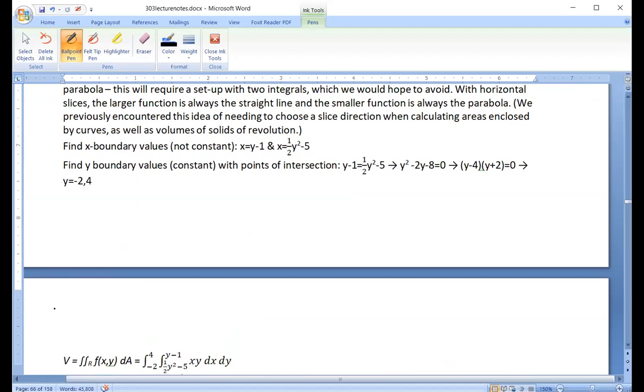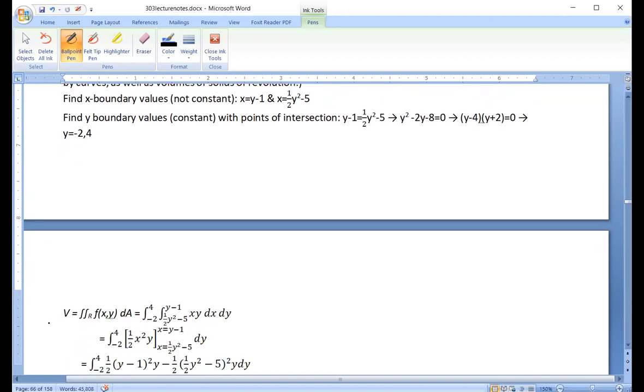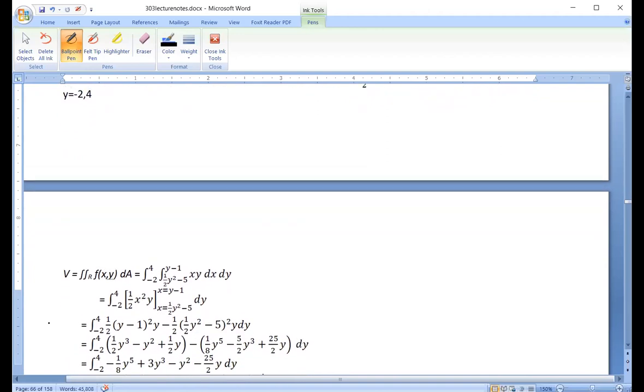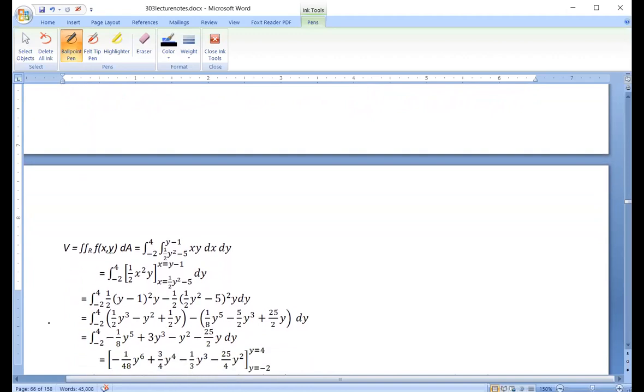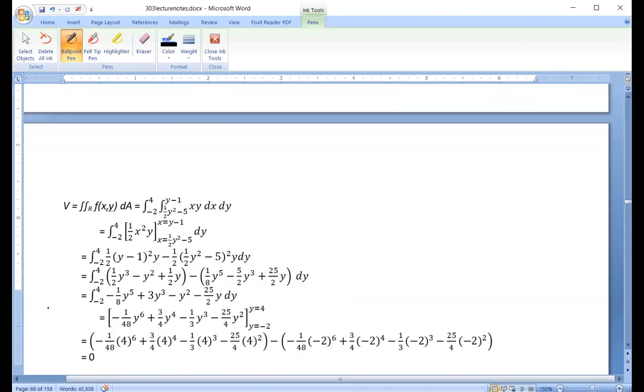Okay, and then from here on out, it's just a bunch of computation. So I'm going to go through this one fairly quickly. Integrating the function dx, you get half x squared y, and then you have to evaluate for the boundaries for x, which gives you this. Sorting out the algebra gives you this expression, and now we have to integrate it with respect to y, which gives you this expression, and then we've got to evaluate on the boundaries. y goes from -2 to 4. Plugging in gives you all that, and then simplifying gives you 0.